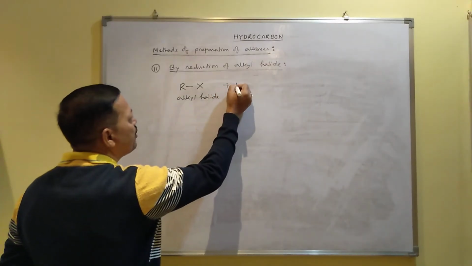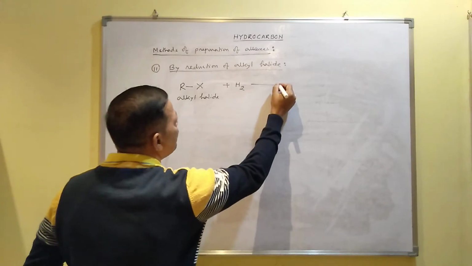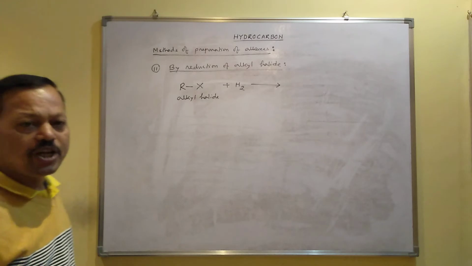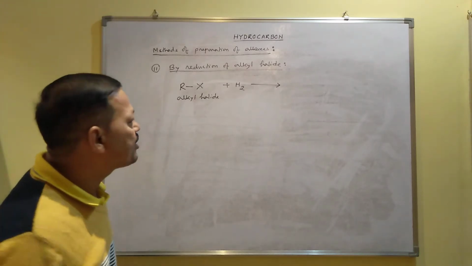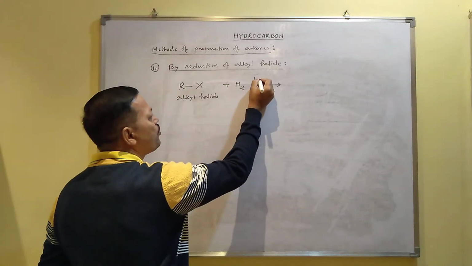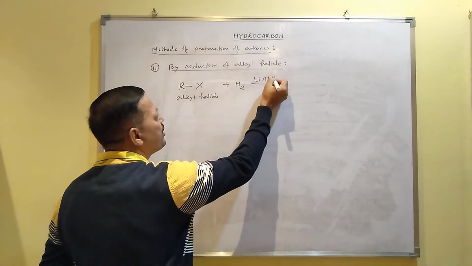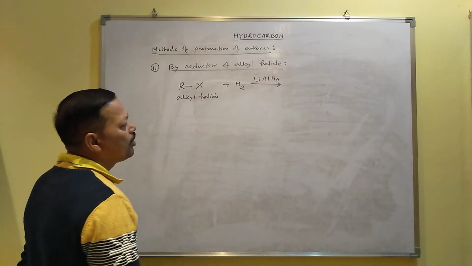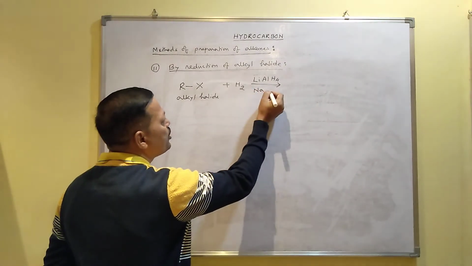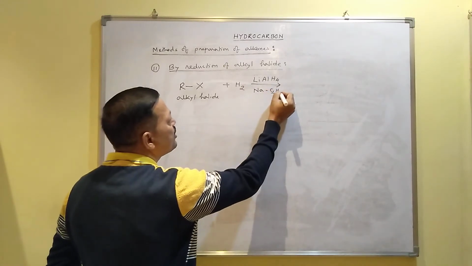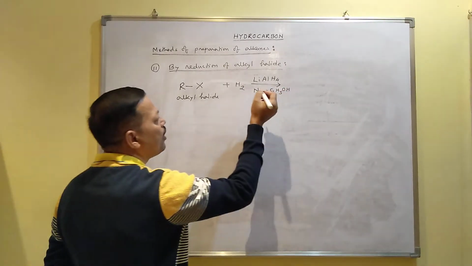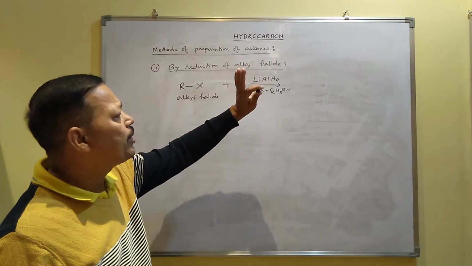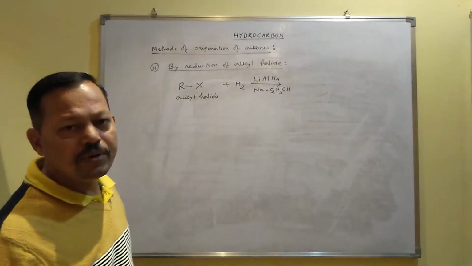When you add hydrogen, addition of hydrogen is called reduction. So you have to apply hydrogen, and you have to apply some reducing agent, I mean which helps in reduction. This is one example of a reducing agent, lithium aluminum hydride. This is one example of a strong reducing agent. Or you can apply this one also, sodium in ethanol, C2H5OH. This also acts as your reducing agent. Any reducing agent you can use. Either you can use lithium aluminum hydride or sodium in ethanol.